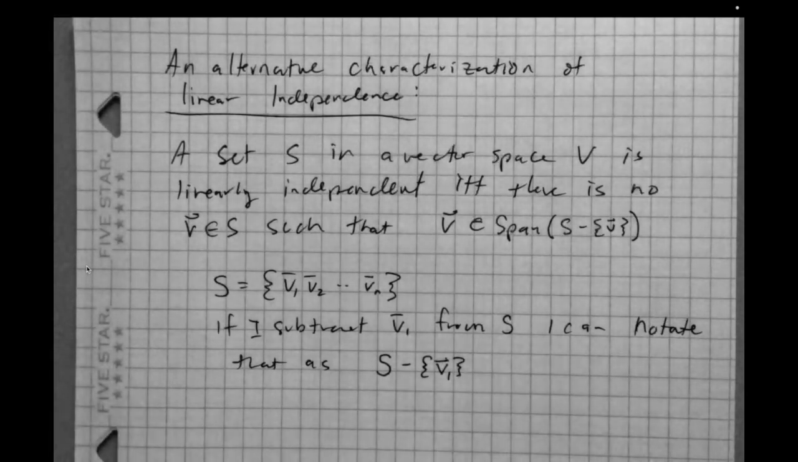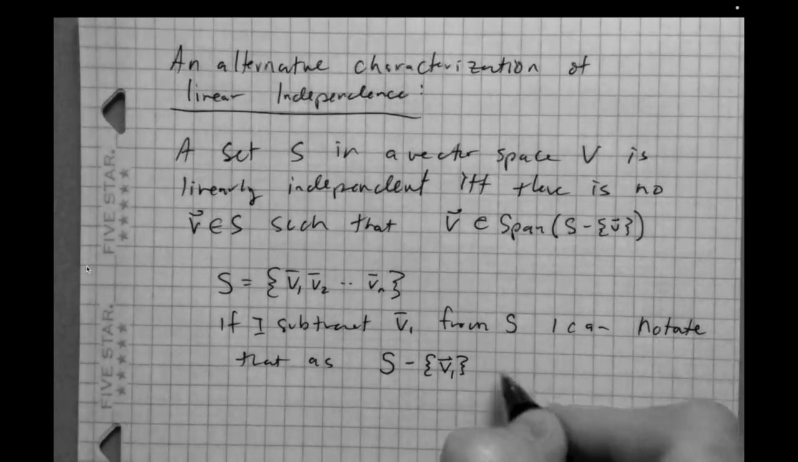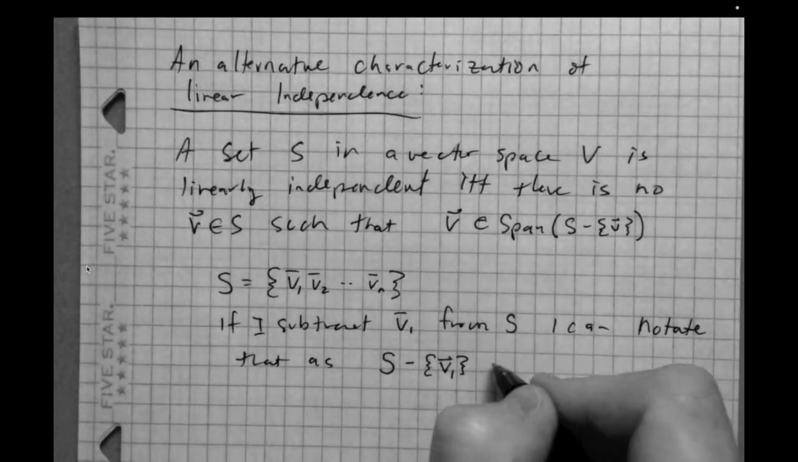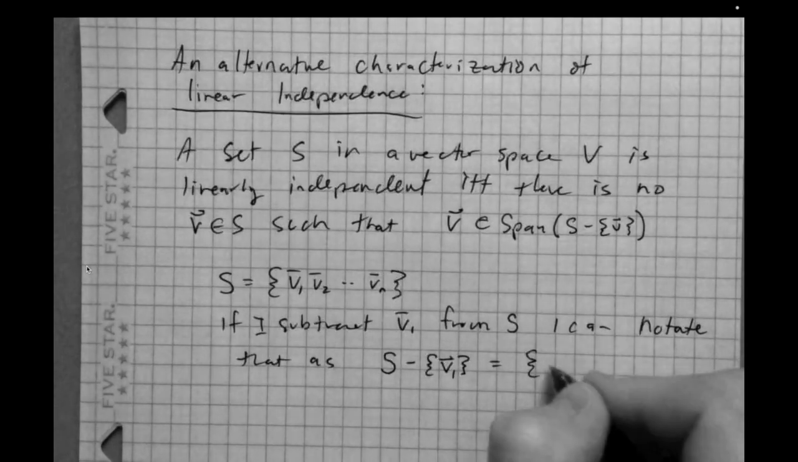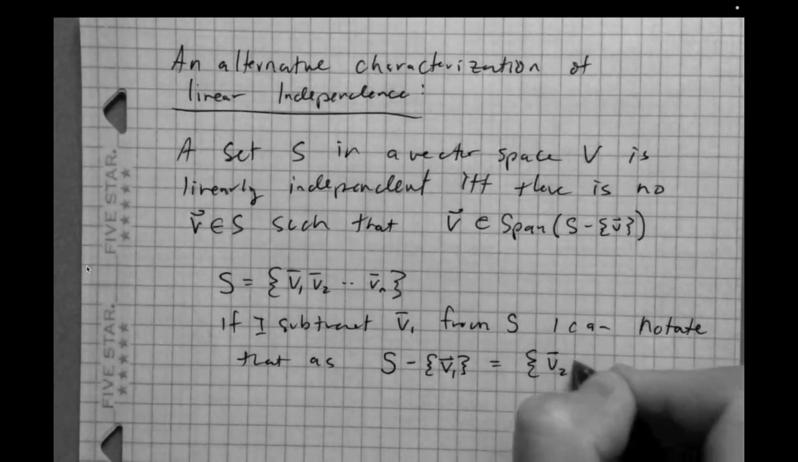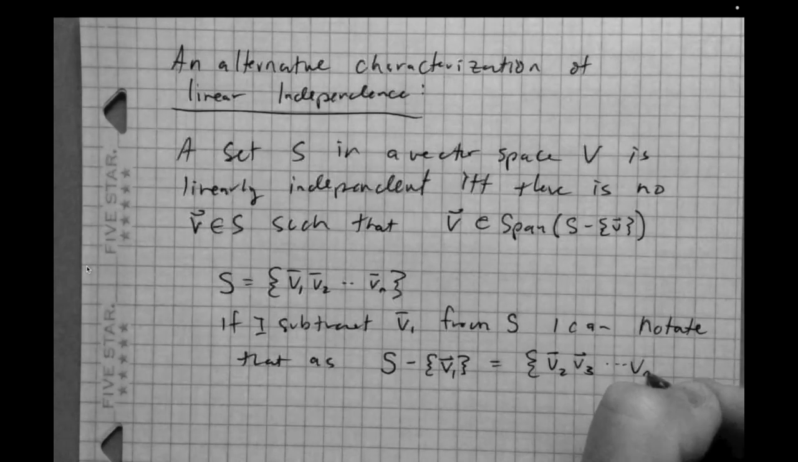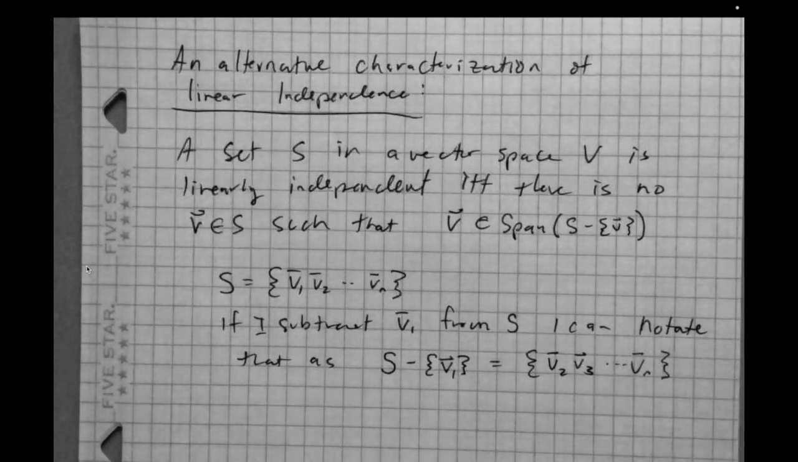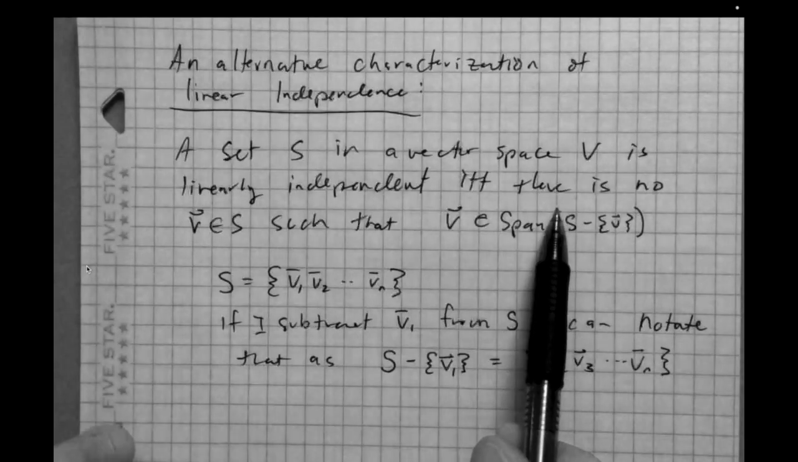If I remove V1 from S, this is one way to notate that. And that basically is just V2, V3, dot, dot, dot, Vn. Just basically take that one element out. This is just notation. Okay, and so what is this definition saying then?